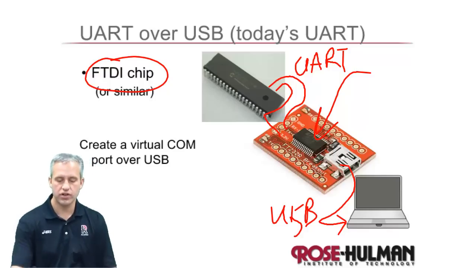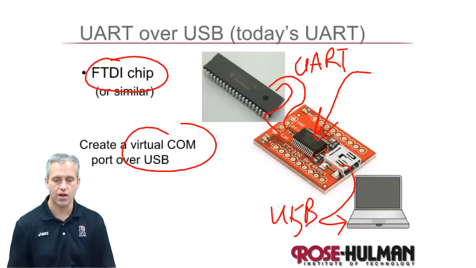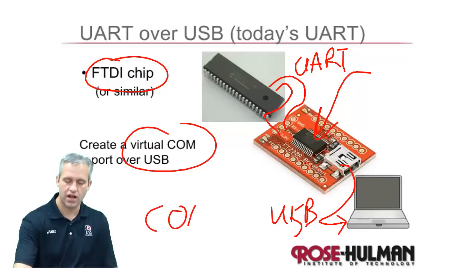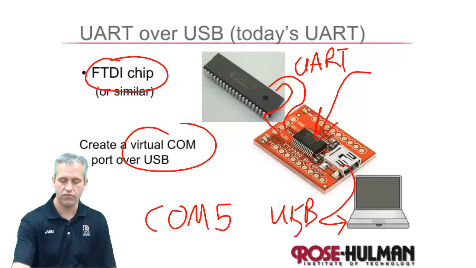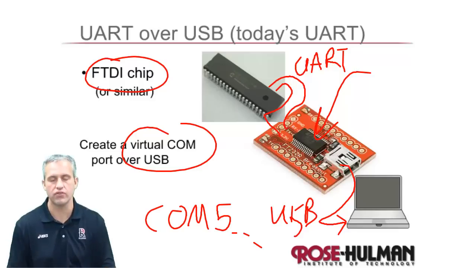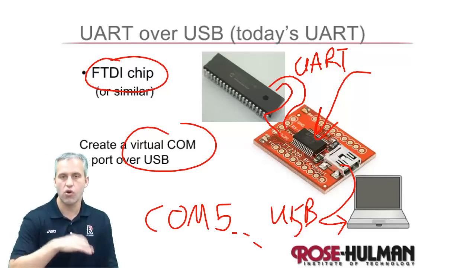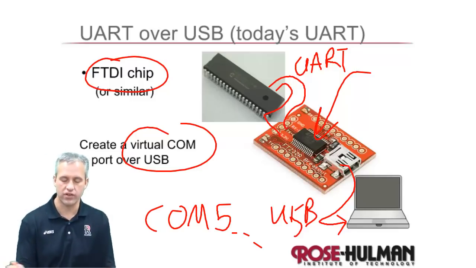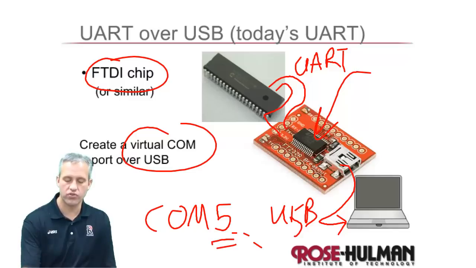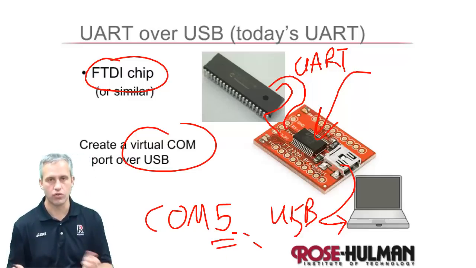And your computer creates a virtual COM port. It'll give you COM and then some number. Let's say it gives you COM 5, all the way up to as many of these things as you have. You might get a COM 20 if you use enough of them. It used to be that you always had COM 1 all the time. But with these virtual COM ports, the number will continue to grow. And we'll talk about that in the lab.